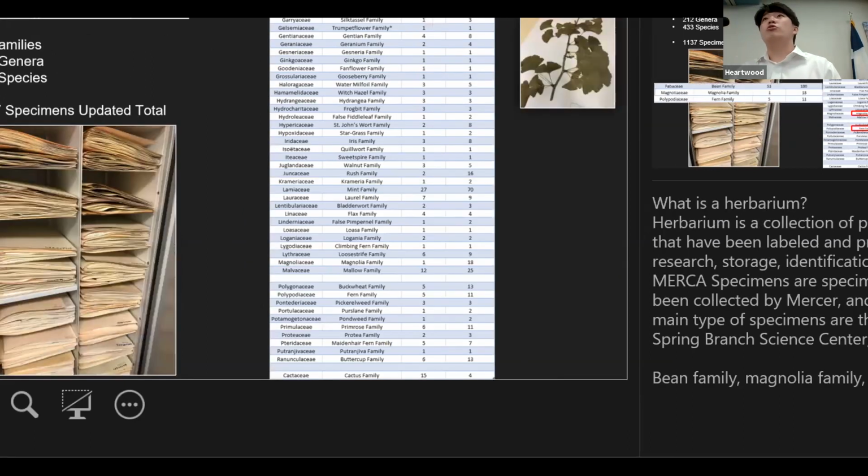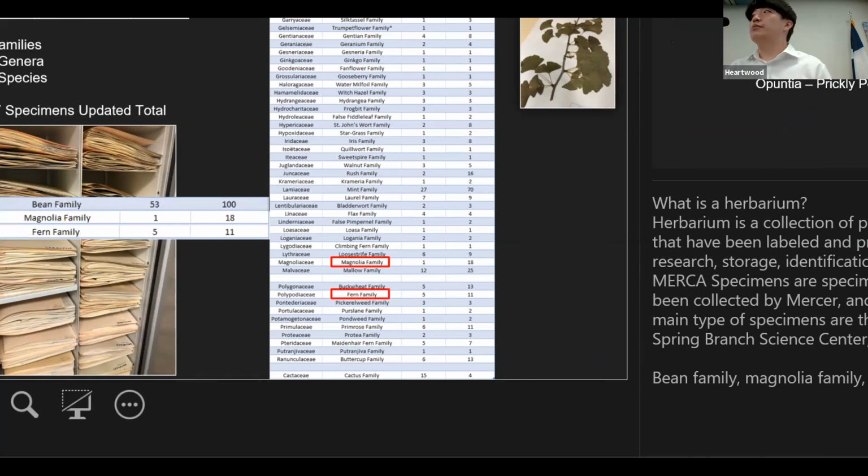So back at Mercer Botanical Center, my colleague and I were in charge of updating and georeferencing the database of Merca specimens. Merca, again, is the core collection of herbarium specimens at Mercer. Throughout the summer, I was able to work on, in total, 46 families, 212 genera, 433 species, and a little over 1,100 specimens total.